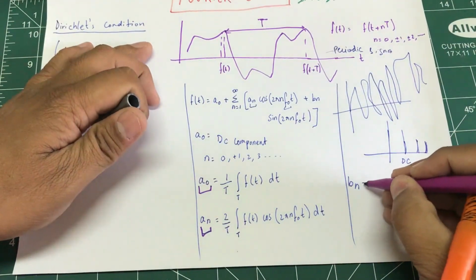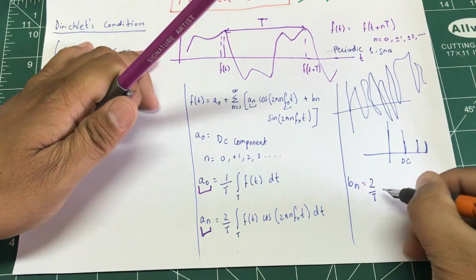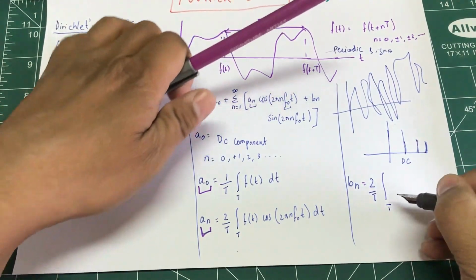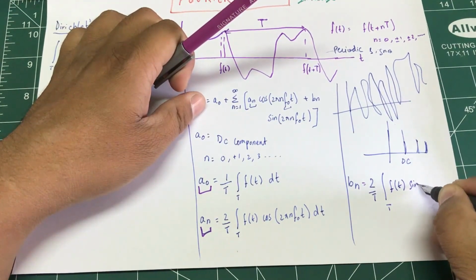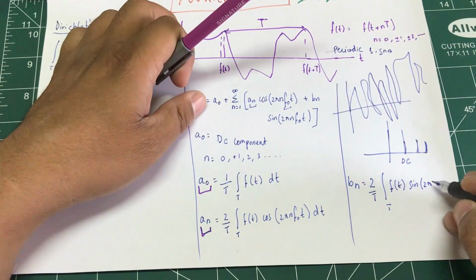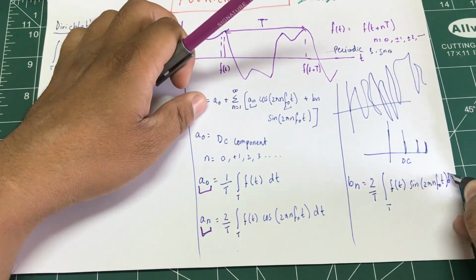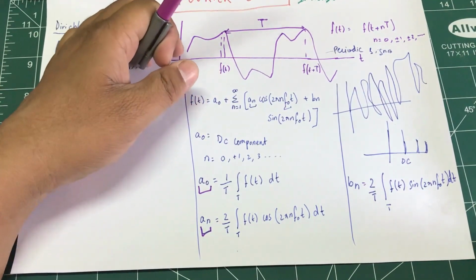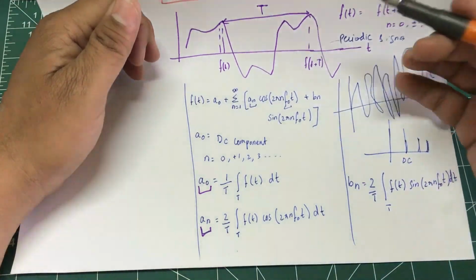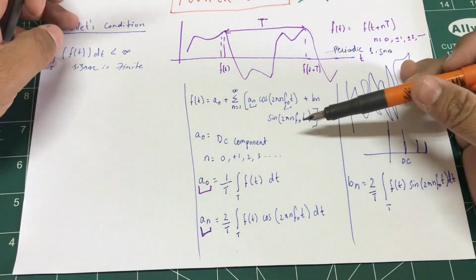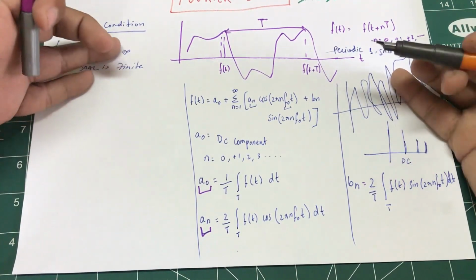Bn is going to be 2 over T, integrating with respect to the time period, f of t sine 2 pi n f naught t dt. All right, these are the three components that we need to find if I want to find out what this signal looks like in terms of frequency domain.